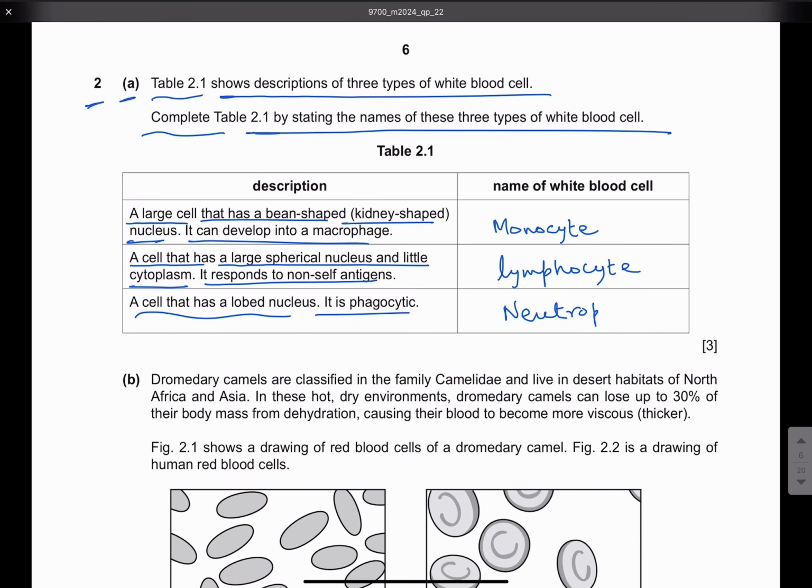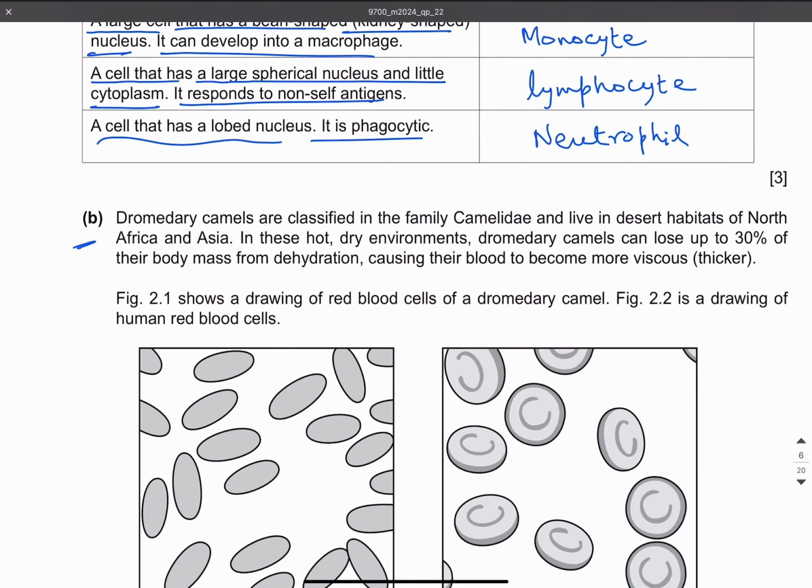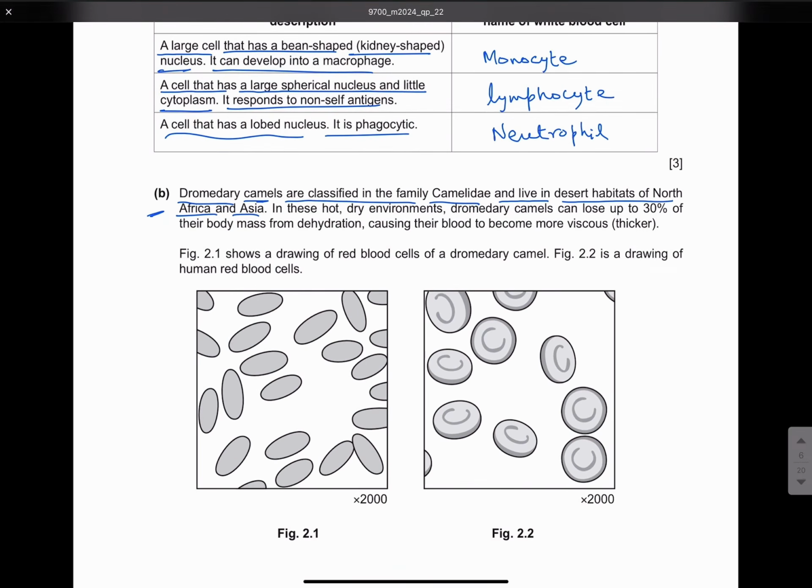All right, let's move on to the next part now. Part B. Dromedary camels are classified in the family Camelidae and live in desert habitats of North Africa and Asia. In these hot, dry environments, dromedary camels can lose up to 30% of their body mass from dehydration, causing their blood to become more viscous or thicker.